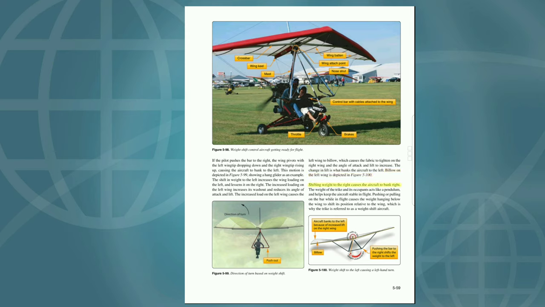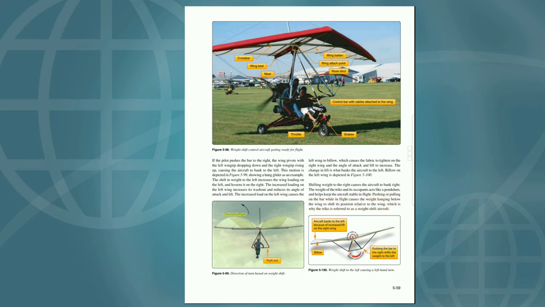Shifting weight to the right causes the aircraft to bank right. The weight of the trike and its occupants acts like a pendulum, and helps keep the aircraft stable in flight. Pushing or pulling on the bar while in flight causes the weight hanging below the wing to shift its position relative to the wing, which is why the trike is referred to as a weight shift aircraft.